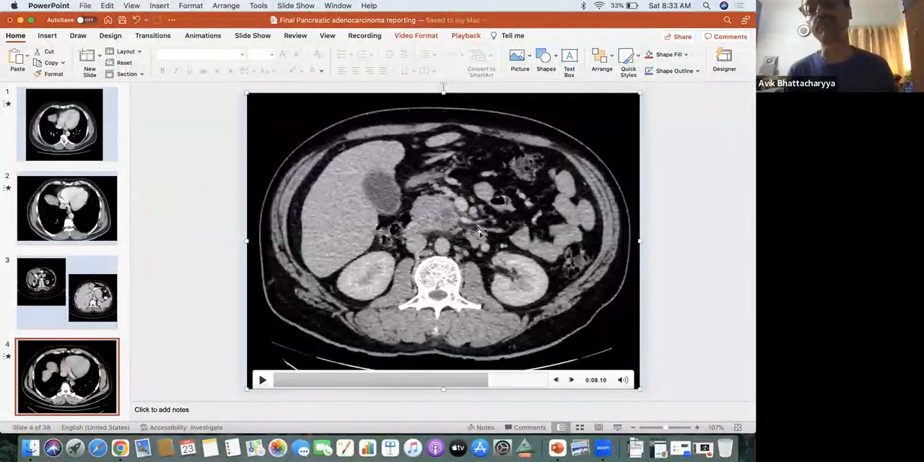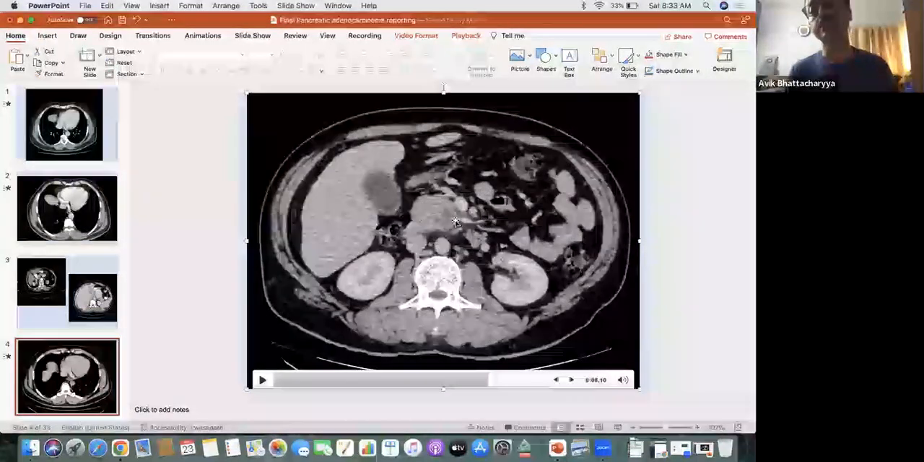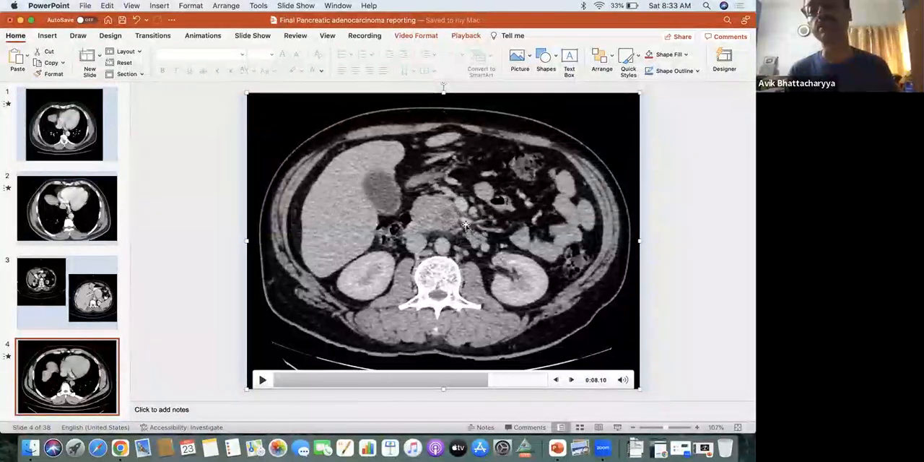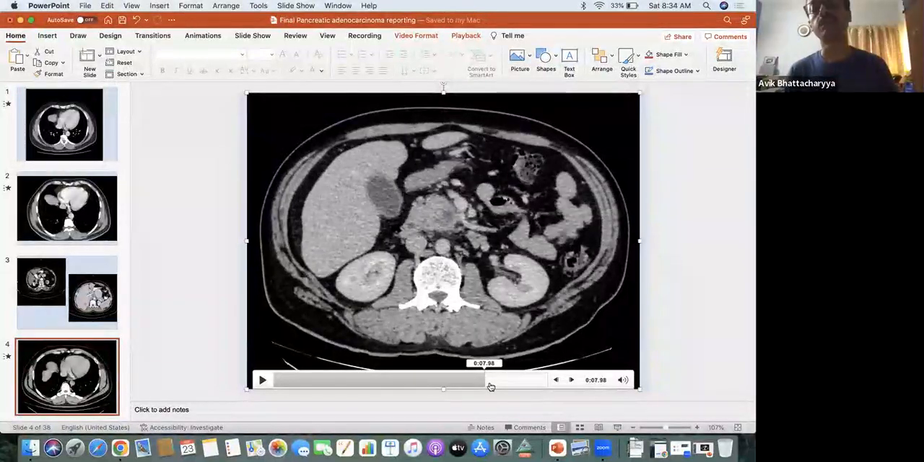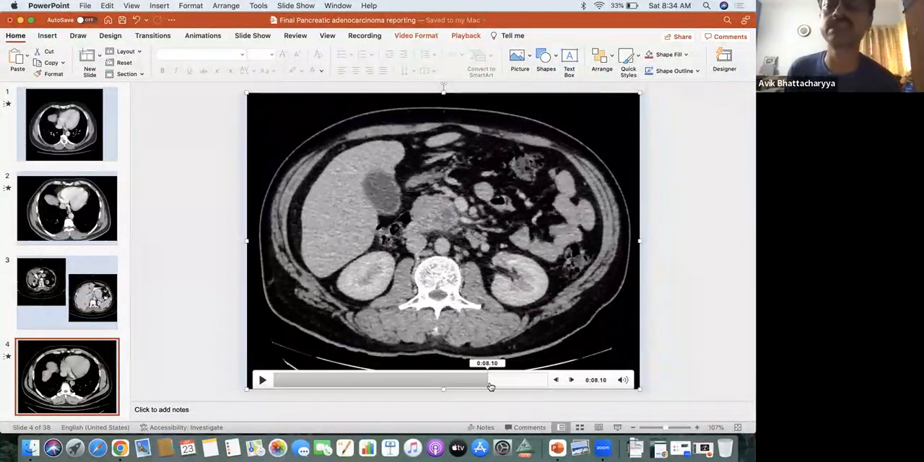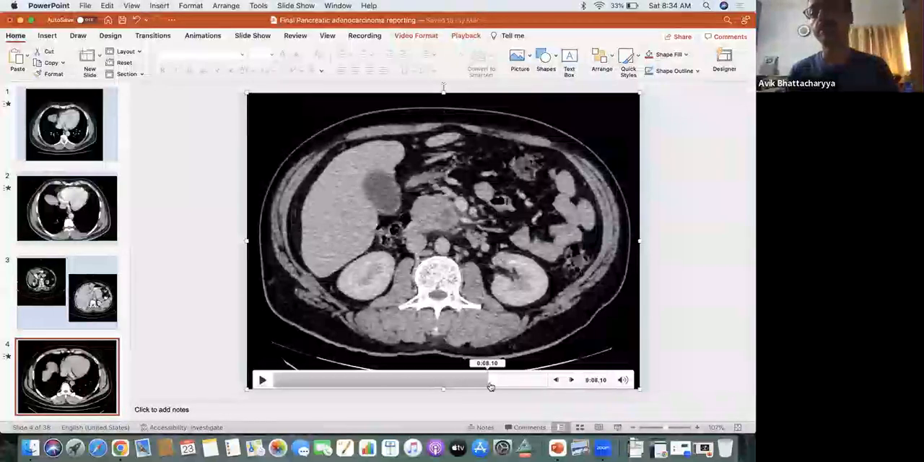This is superior mesenteric vein. This is superior mesenteric artery. See, the lesion is almost abutting the superior mesenteric vein. What is abutment and what is encasement? When we see a tumor is encircling more than 180 degrees of a vessel, we call it encasement. If it is less than 180 degrees, it is called abutment.